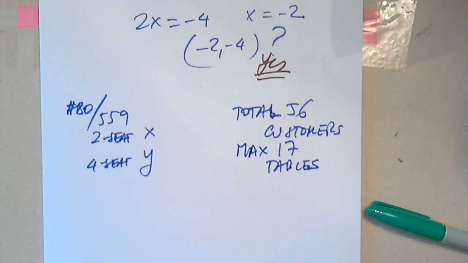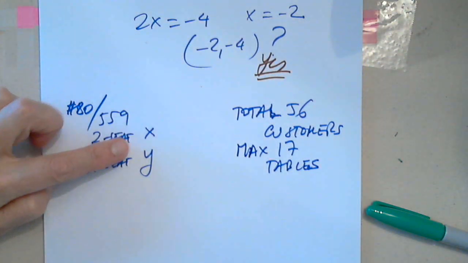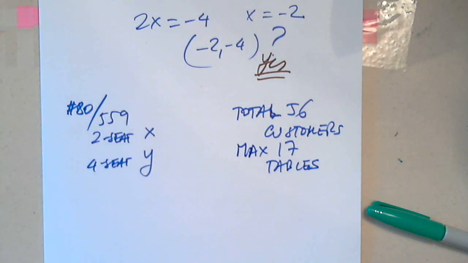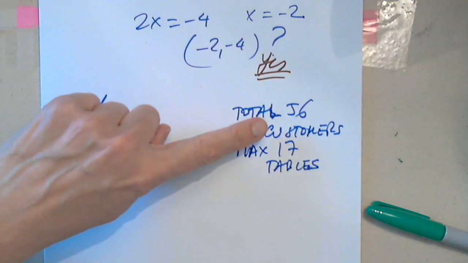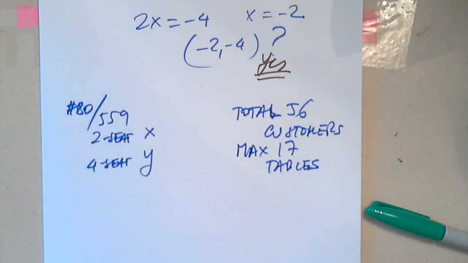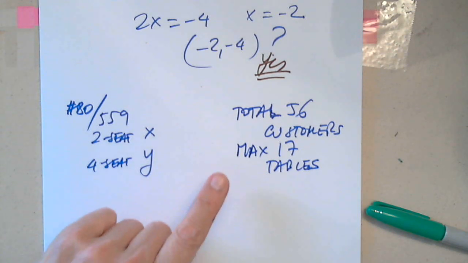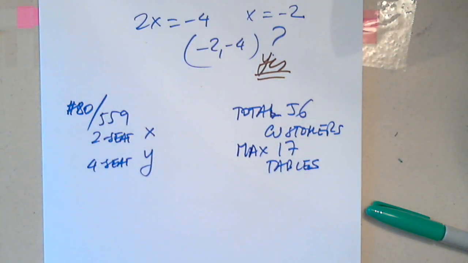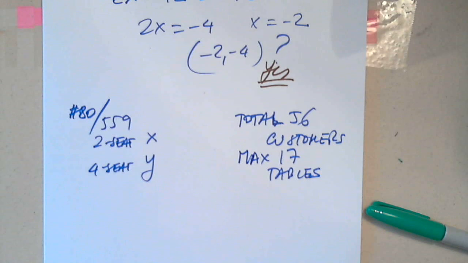Let's read the problem one more time. They say that a new restaurant is to contain 2 seat tables and 4 seat tables. The fire codes limit the restaurant's maximum occupancy to 56 customers. And they have a maximum of 17 tables. So we're asked to find how many of each kind of table they should purchase. First of all, we have to establish how many variables we have in the problem. How many unknowns? What are we looking for? And how many are they?